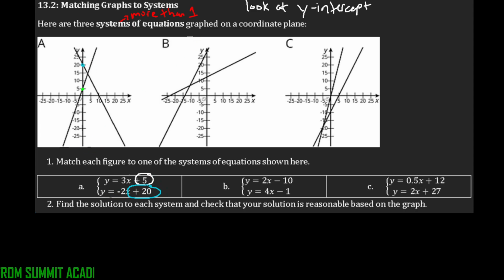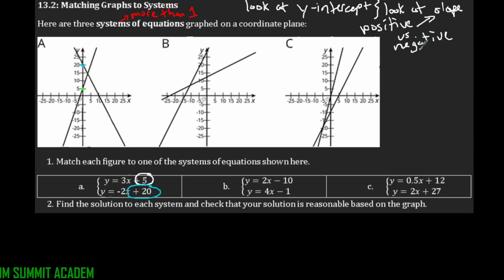You can also look at the slope, to tell positive versus negative slope. If it was positive, it would be going up and to the right. If it was negative, it would be going down and to the right. So make sure that you're careful on that. If I looked at these two, or this system of equations, I have one that has a positive slope that goes through +5, which is this line here, and I have one that has a negative slope that goes through +20. So I'm going to match it up and say this one goes with A. So this one I can make a line through since I used it.